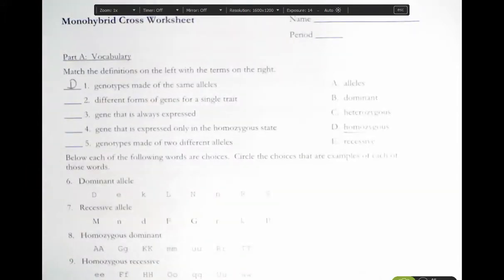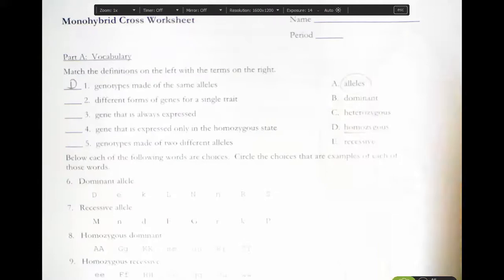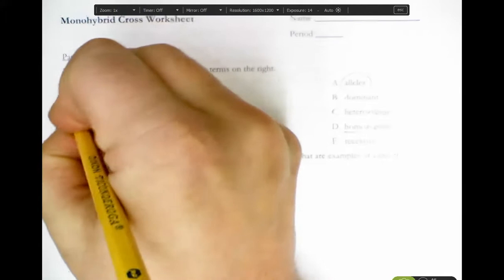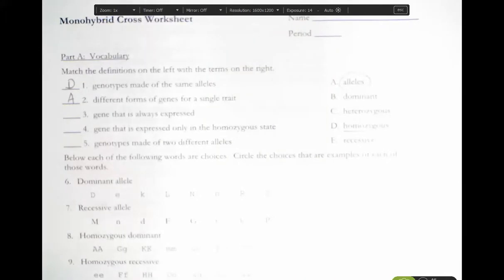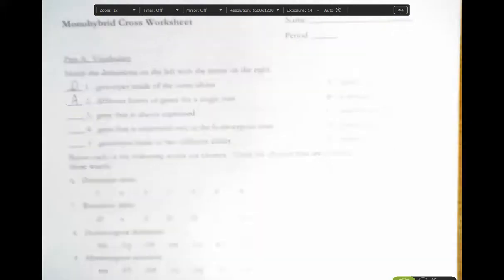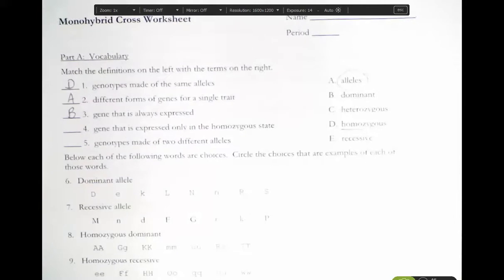Different forms of genes for a single trait. Remember that alleles are the various forms of a gene. A gene that is always expressed. A gene that is always expressed is dominant over a recessive gene. So a gene that is always expressed is B, dominant.